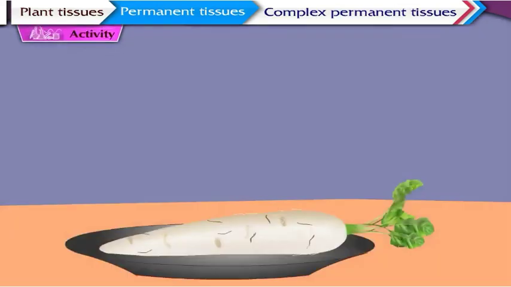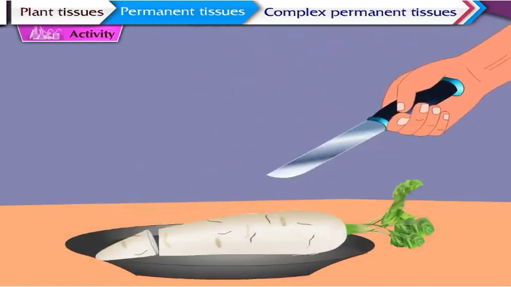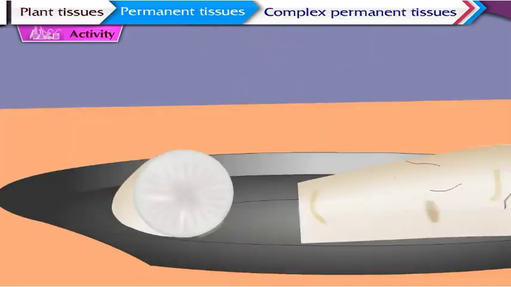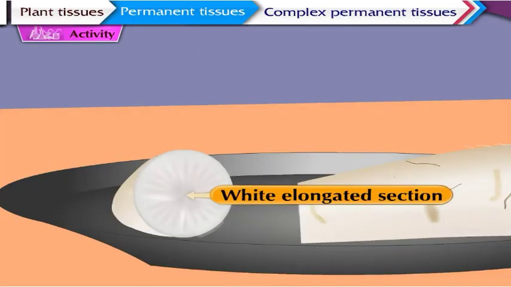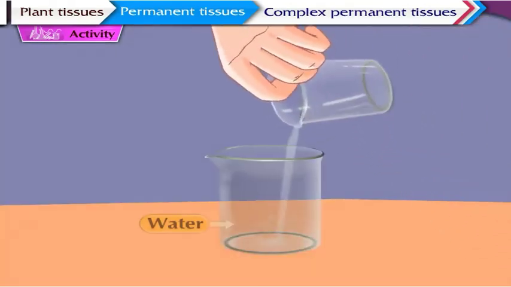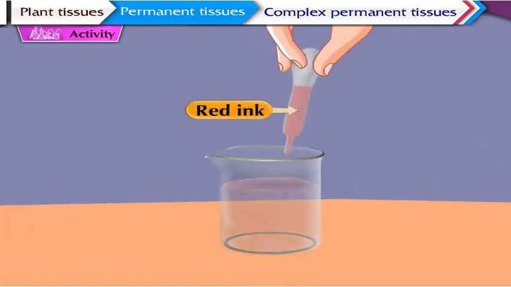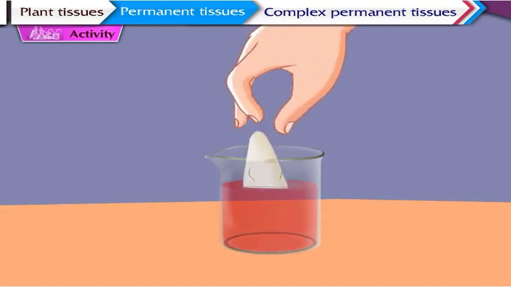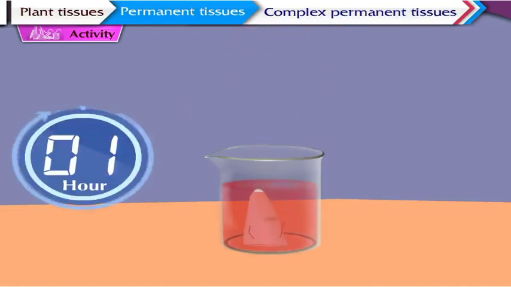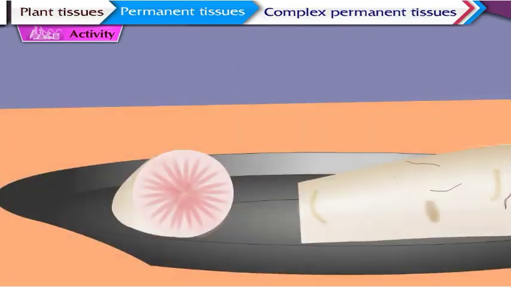Activity: let us first take a radish and cut its tip. After you have cut the tip, you will see a white elongated section in the center. Now let us take some water in a beaker. Add a few drops of red ink into it. Keep the radish with its tip cut in the red-colored water standing for about 2 hours. After 2 hours, observe the radish. What do you see?